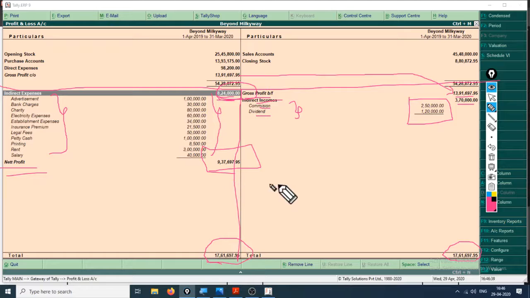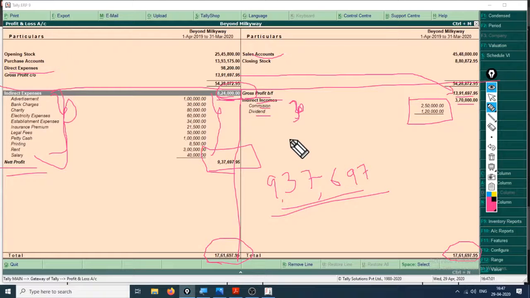Hence currently the net profit of the company is 937697. That is, this much amount is left after we have sold these goods, and after we have made these direct expenses, after we have made these indirect expenses, and after we have earned these indirect income.